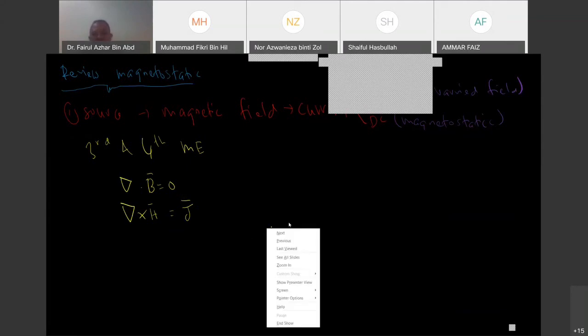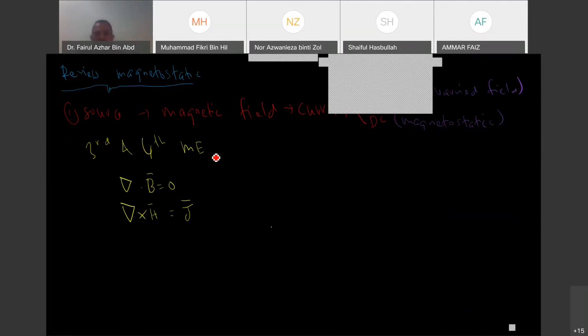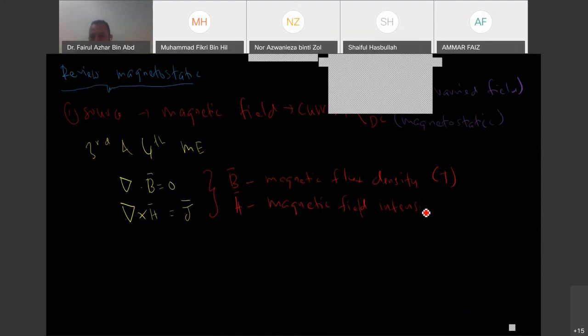Based on these equations, the parameters involved in a magnetic field are, first, the vector B, which is the magnetic flux density, with the unit Tesla, and then the vector H, which represents the magnetic field intensity, with the unit ampere per meter.